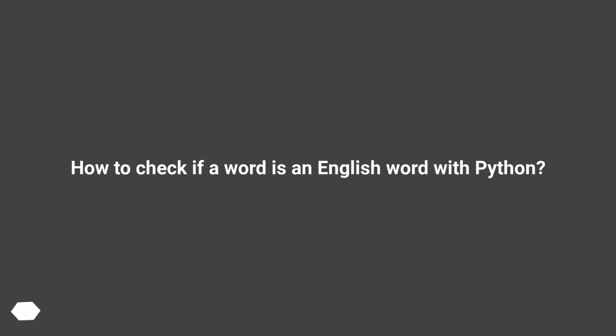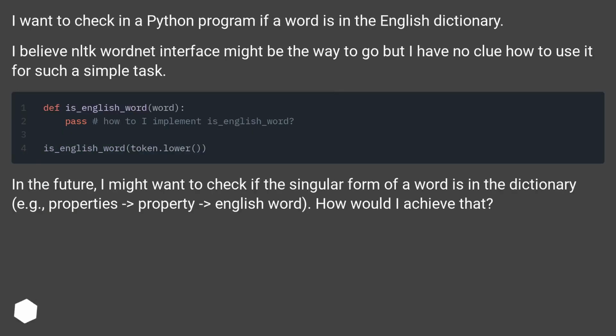How to check if a word is an English word with Python. I want to check in a Python program if a word is in the English dictionary. I believe an nltk wordnet interface might be the way to go, but I have no clue how to use it for such a simple task.